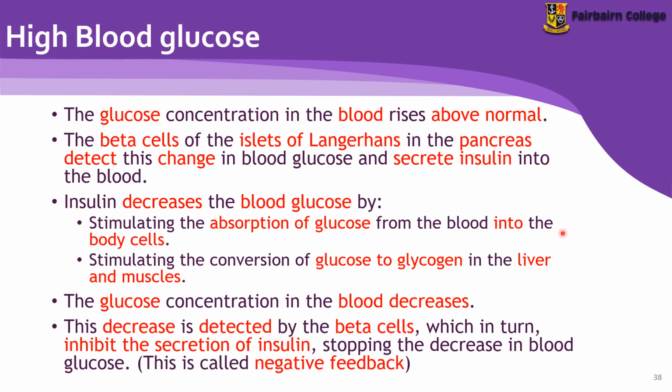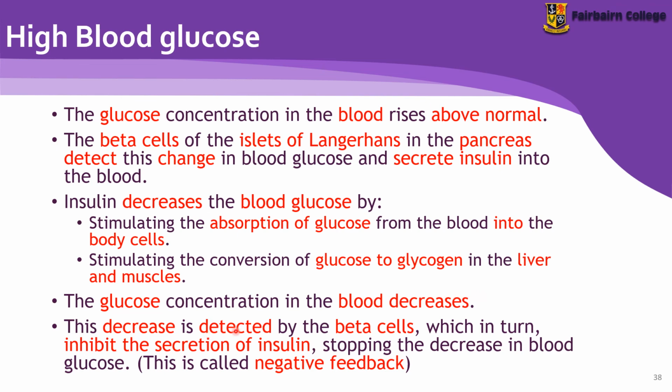Firstly, it will cause normal body cells to absorb glucose into the cells and store that glucose till later. Secondly, it will stimulate the liver and the muscles to convert glucose into glycogen. Glycogen is a polysaccharide, which is a form in which animals store glucose, similarly to how plants store glucose in the form of starch. So both of these effects will decrease the blood glucose levels.